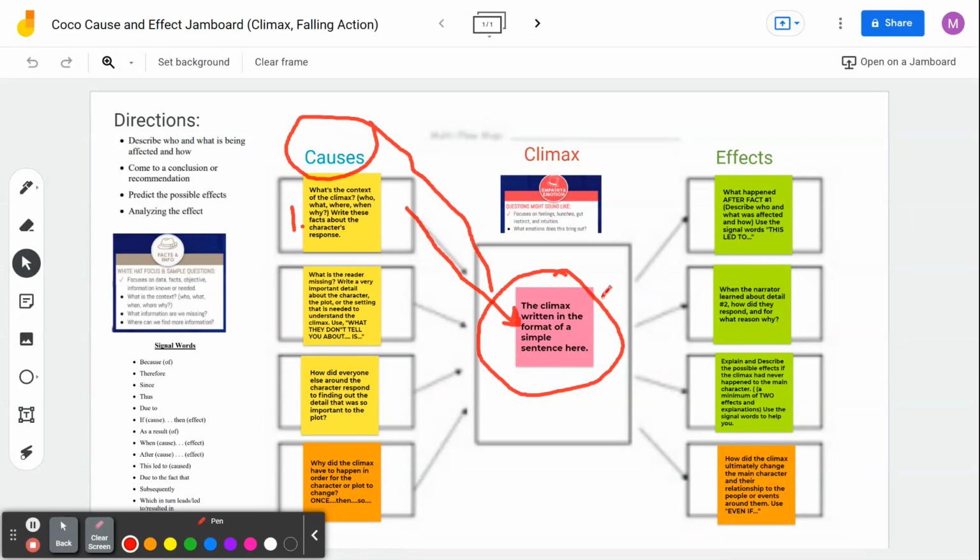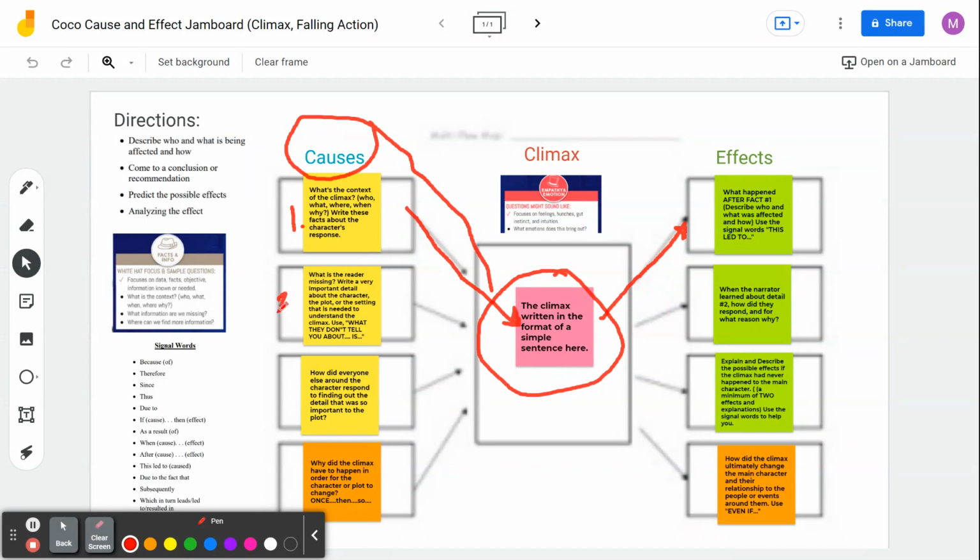And the effect of that climax is what we're going to identify next, which is after Miguel finds out about this number one element, this detail, describe who and what was affected by it. And so he makes a very strong decision at this point to do something about it. And so describe what happened and who was there and how they were affected. You could use the signal phrase, this led to. So this led to Miguel doing something. It's a very pivotal action.